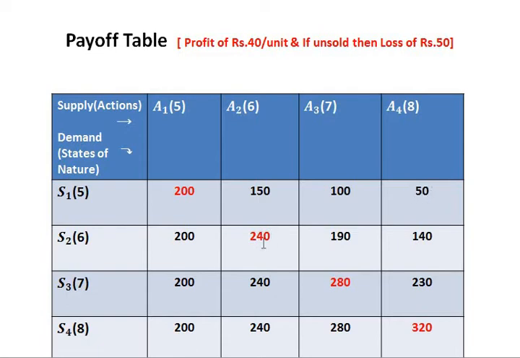Here also in this case, what is the profit? 240. And how many units of loss? 2 units, 8 and 6, a difference of 2. So 2 units loss, 100 rupees loss. So 240 minus 100, 140. Here again 280 is the profit, and 1 unit extra, 7 and 8. So his actual profit will be 280 minus 50, which is 230. And in the last case, 8 units purchased, 8 customers appear, so his profit will be 8 into 40, 320. So this is the way we fill the payoff table.